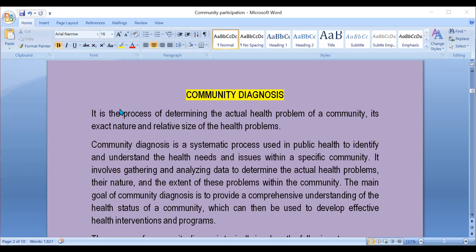So from the information you've gathered, and you'll be able to analyze, say, this is the problem of these people. You can now begin to come up with interventions to abate, to promote, to restore this community.